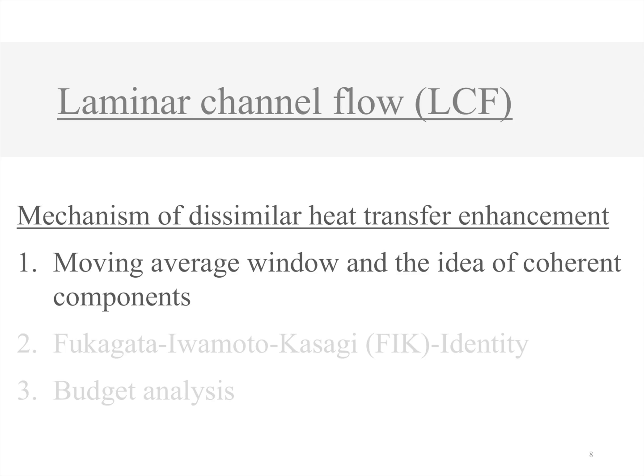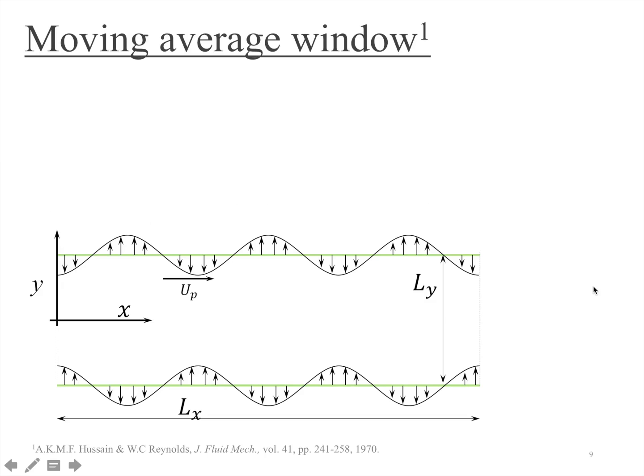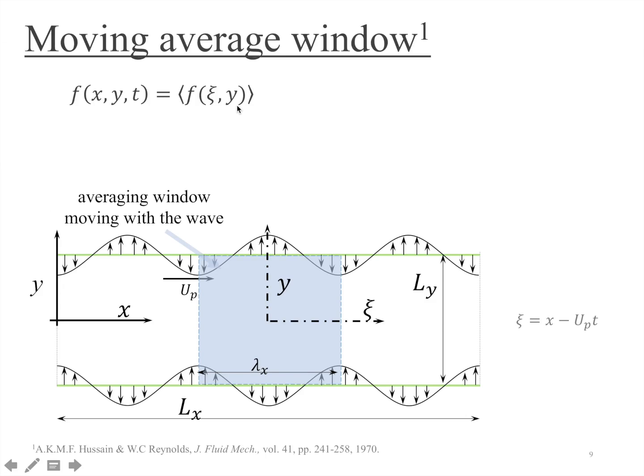For understanding the dissimilar mechanism, we first make use of the concept of moving average window and the idea of coherent components. Since our control input is in the form of a traveling wave, any flow variable can be expressed in terms of a new coordinate frame psi, y, where the coordinate frame moves along with the traveling wave with the same speed up. Here, the new streamwise coordinate psi is given by x minus up times t, and psi equal to 0 corresponds to the location where the wall suction is maximum.